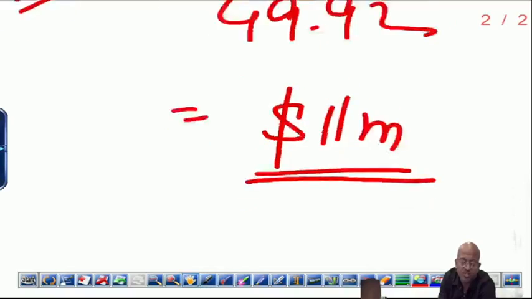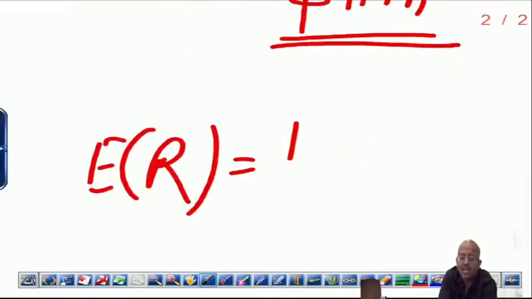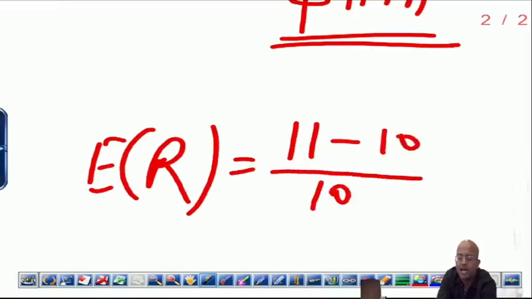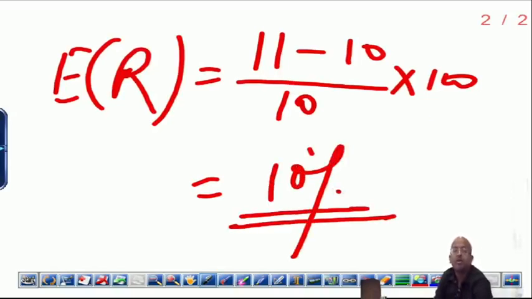The return is obviously what? The expected return is obviously 11 minus 10 upon 10 into 100, which is 10%. 10% is the expected return, whereas the expected return of the stock was 14.4. But here, since rupee is depreciating, it's a dampener. Since rupee is depreciating, it's hurting our returns. So 10%. Now they're asking the risk.